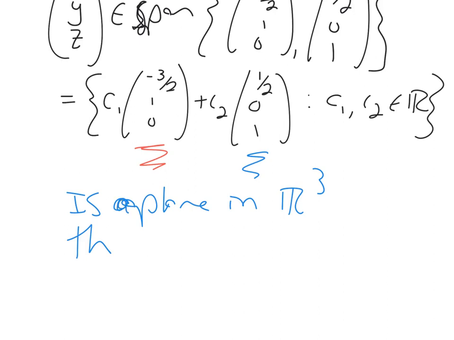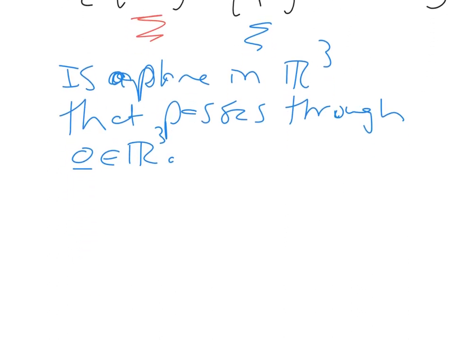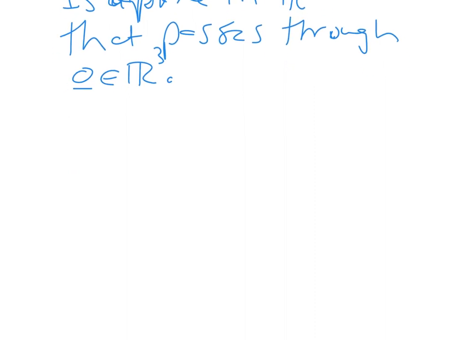Those are two separate words. This is a plane that passes through the origin. Right? And so this thing is indeed going to be a subspace. If I take two points that are on this plane, so in other words, if I take two different linear combinations, let's push this forward a little bit.